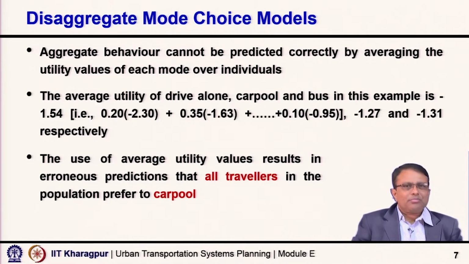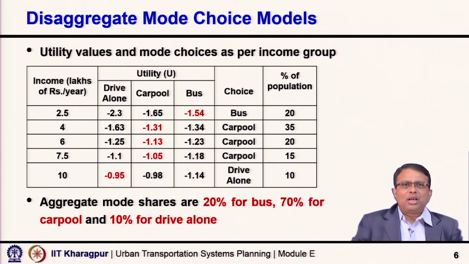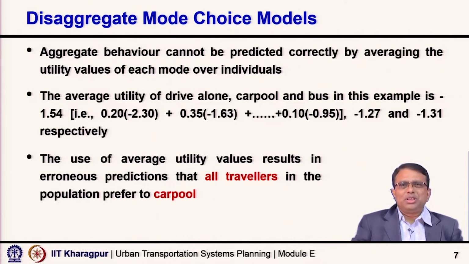So, this way although we are using a disaggregate model, we are able to predict the aggregate behavior. But interestingly, you may note that the aggregate behavior cannot be predicted correctly by averaging the utility value of each mode over individuals. For example, consider the mode drive alone. The utility for drive alone is minus 2.3 for income group 2.5 and the representation is 20%. So, taking minus 2.3 into 0.2 plus, for the next income group utility for drive alone is minus 1.63, so minus 1.63 into 0.35. Like that, if I calculate the utility of drive alone considering all segments, what is the average utility, I will find the value is maybe minus 1.54.